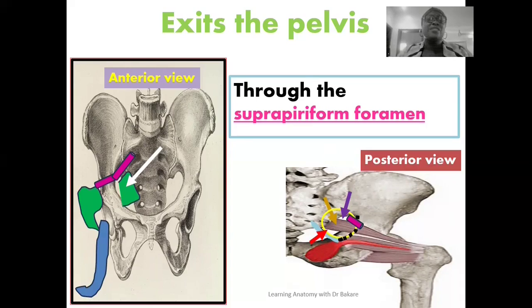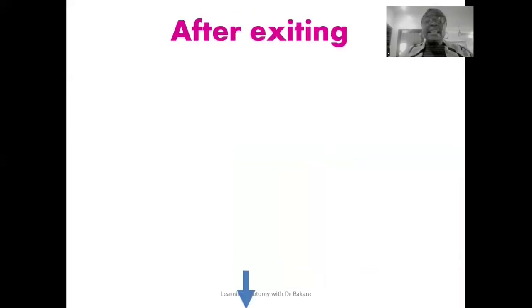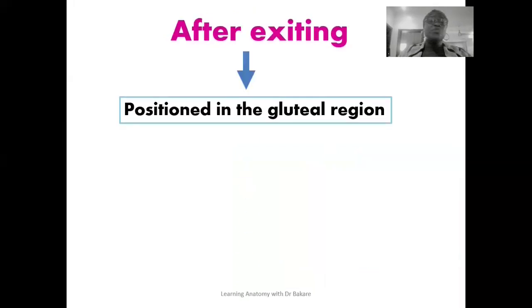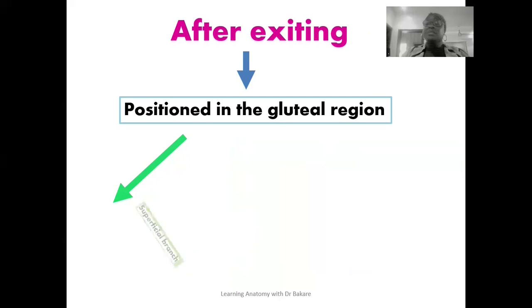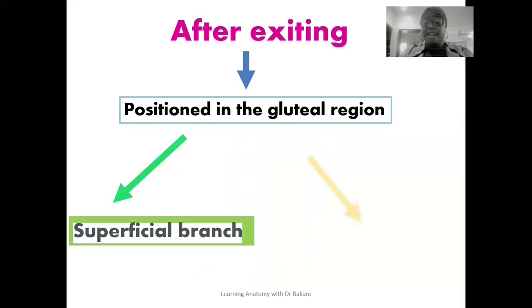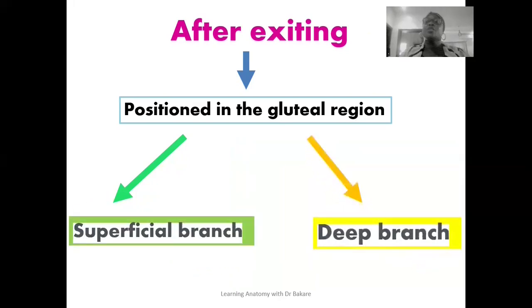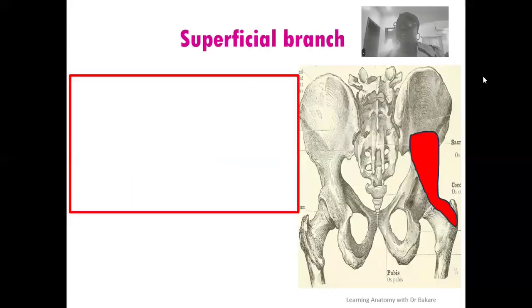So let's go further to see what happens to these vessels within the gluteal region. Upon exiting the pelvic cavity, the superior gluteal artery, we say, is seen to be positioned in the gluteal region. And in this space, it is seen to be subdivided into a superficial branch and also a deep branch. So we have two branches emerging from the superior gluteal artery upon its exit.